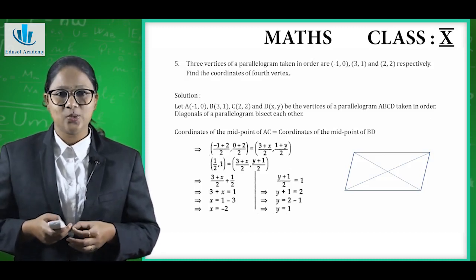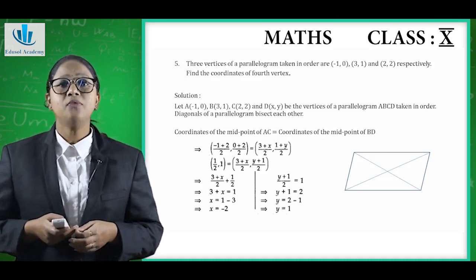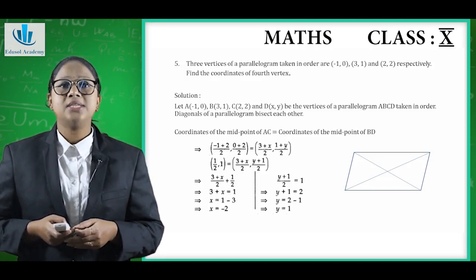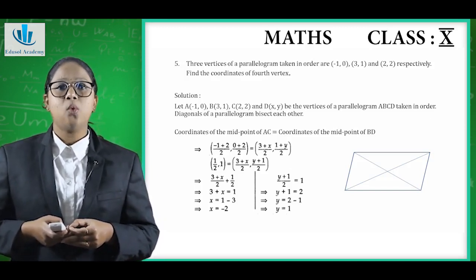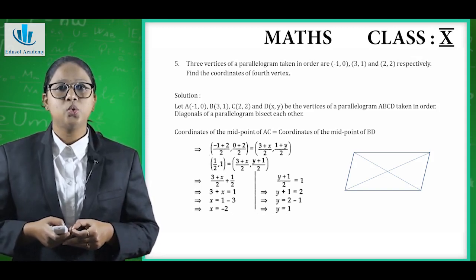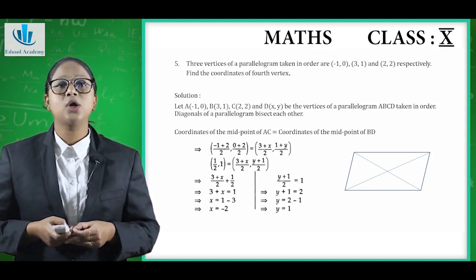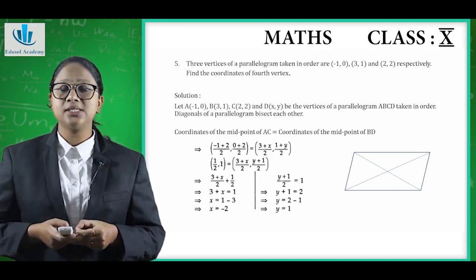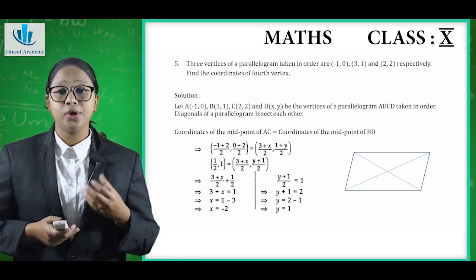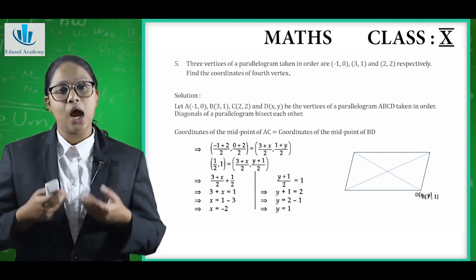Now comes the next question. Three vertices of a parallelogram taken in order are -1, 0, 3, 1 and 2, 2 respectively. Find the coordinates of the fourth vertex. So there are three coordinates. Now the fourth vertex, the coordinates of the fourth vertex is unknown.